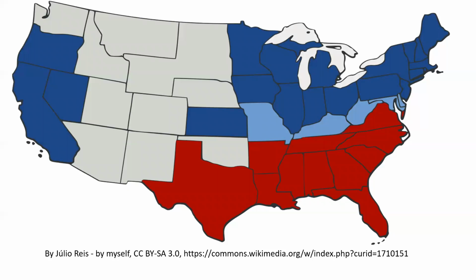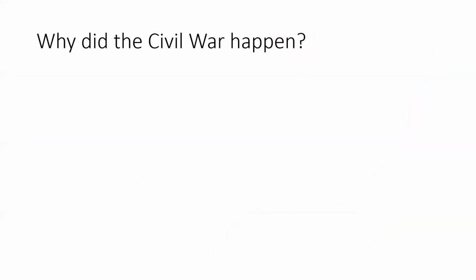Okay, this is a map of the United States in 1861. The blue states are the Union, and the red states are the Confederacy. The gray states are territories. Territories are lands that belong to the U.S. but are not states yet. The light blue states are the border states, which are still part of the Union, but do allow slavery, unlike the rest of the Union states.